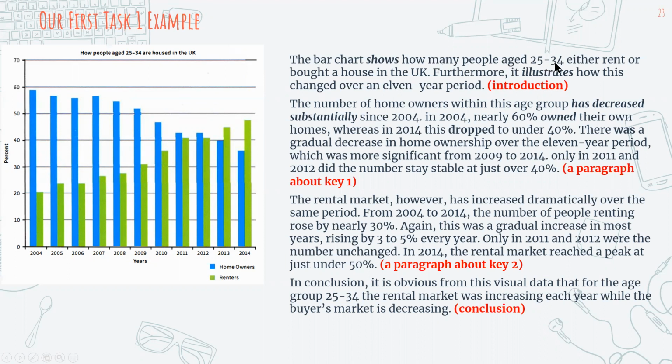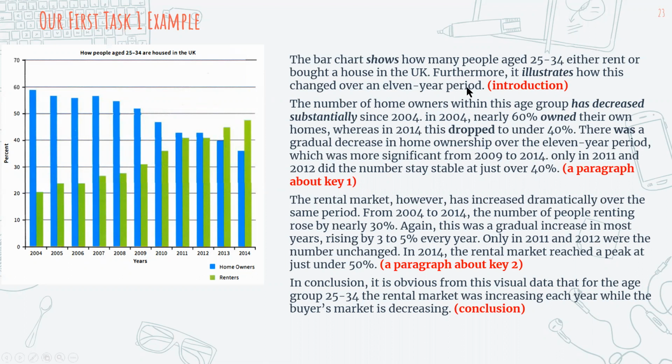People aged 25 to 34 either rented or bought a house, rented in the past form, not rent, in the UK. Furthermore, it illustrates how this changed over an 11-year period. So I'm going to be talking about that change. This is the reason behind writing the report. I'm going to be telling the people about the change.